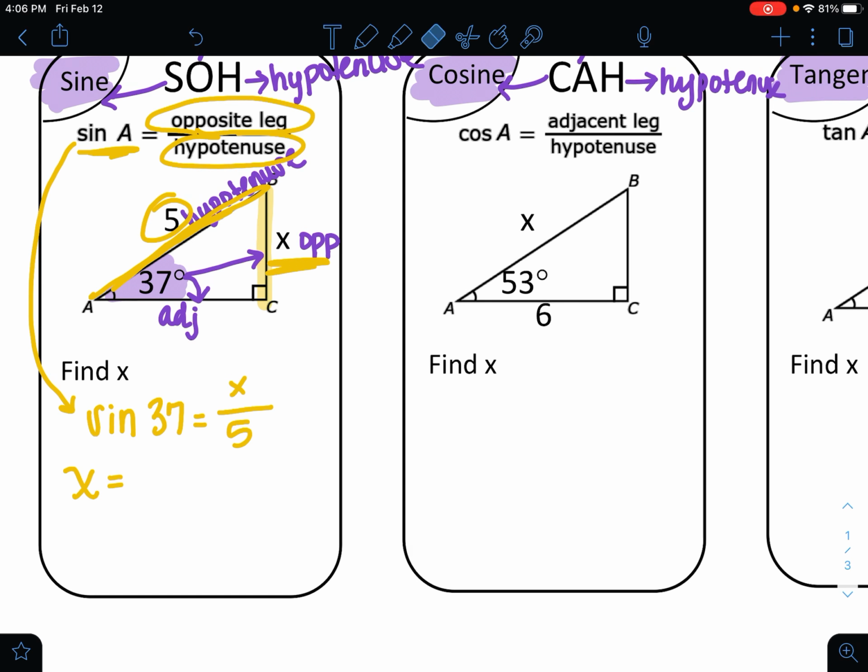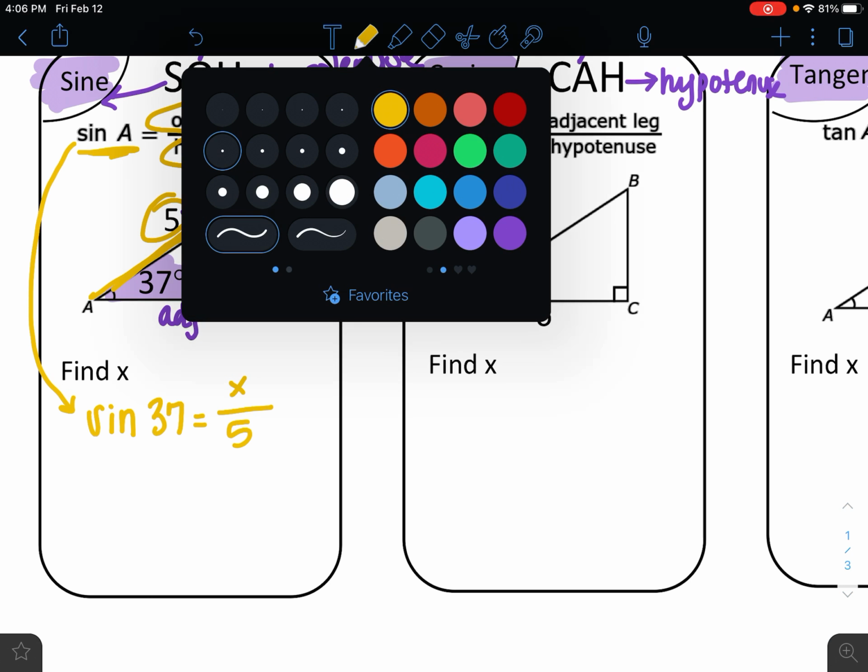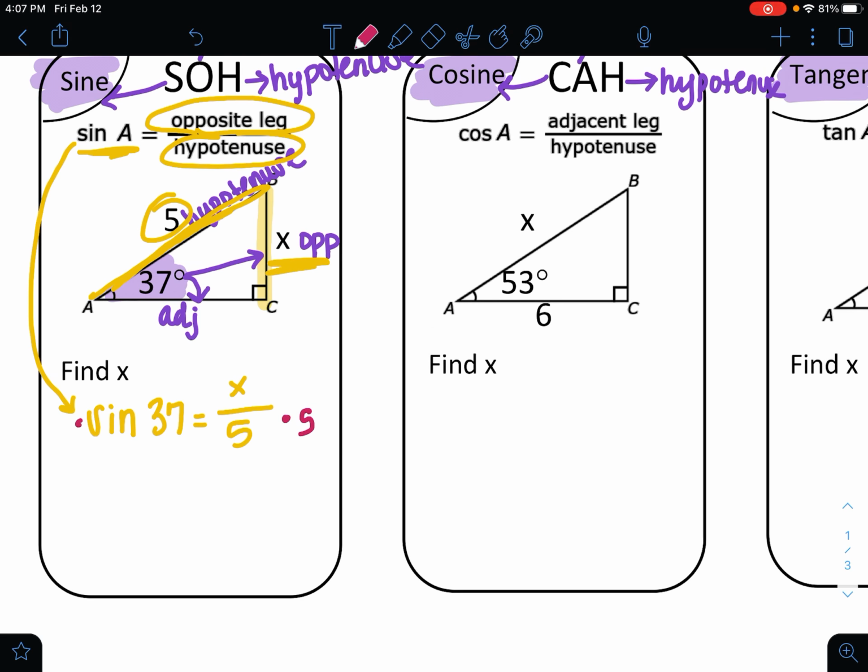Now, actually, I'll walk you through it for this one. We're trying to get x by itself. In order to get the 5 from underneath the x, we're going to multiply both sides by 5 so that we can cancel out the 5s. So now x is finally by itself, and we are left with 5 times the sine of 37.